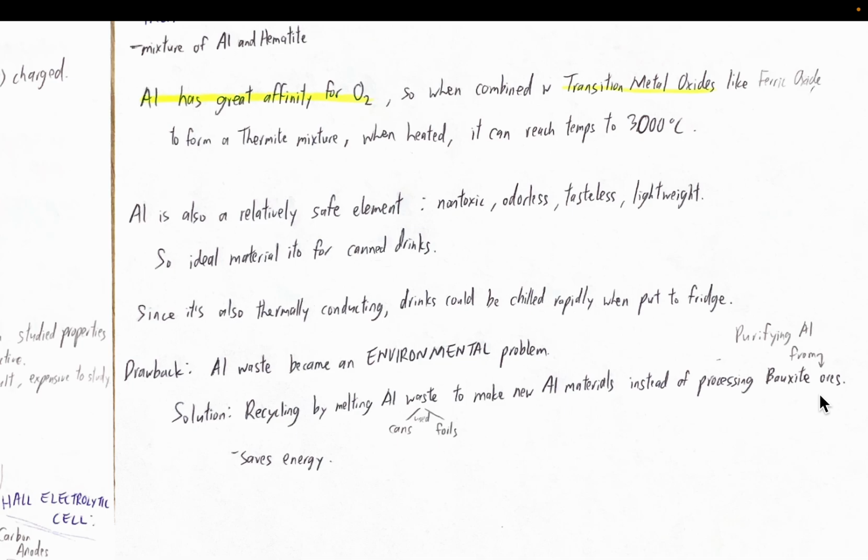We don't know how much bauxite ore is left. I know there's still a lot, but when you consider sustainability, it's more practical actually to just recycle aluminum waste by melting it to produce new ones. The same idea could be applied to plastics. I'll be making a video on that as well, on plastics specifically.